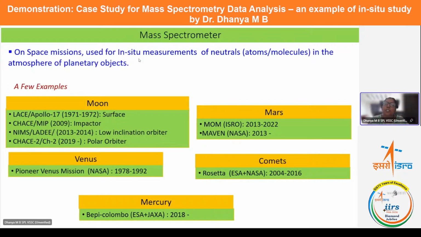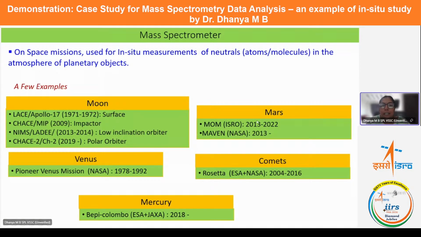So in order to have such measurements of planetary objects, we need to send the mass spectrometer there. That's why we use them on space missions. Such missions include, in the case of the moon, starting from the Apollo era, that is the 1970s, when we have been sending mass spectrometers. Then our own Indian mission Chandrayaan 1, later another mission from NASA called LADEE, and then Chandrayaan 2. On Chandrayaan 2 we have a mass spectrometer.